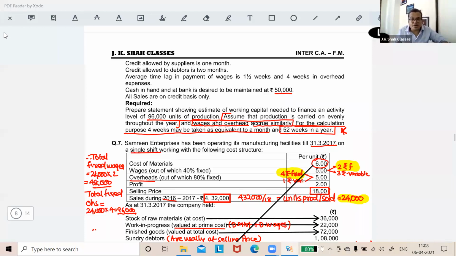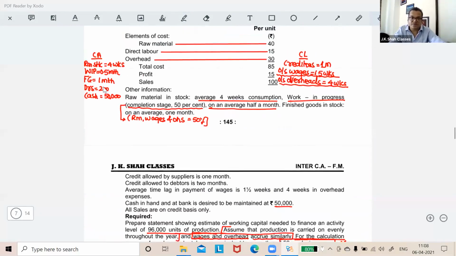Earlier also we have come across a question where things were given in weeks and days, or days and months. Those which were in days we took in days, those in months we took in months, and calculated all the amounts. But now, what is given in the question? Take 52 weeks in a year. For calculation purposes, take 4 weeks equal to a month. So this calls for a conversion. That means wherever I have months, I will convert them into weeks. Otherwise we would not have done this.